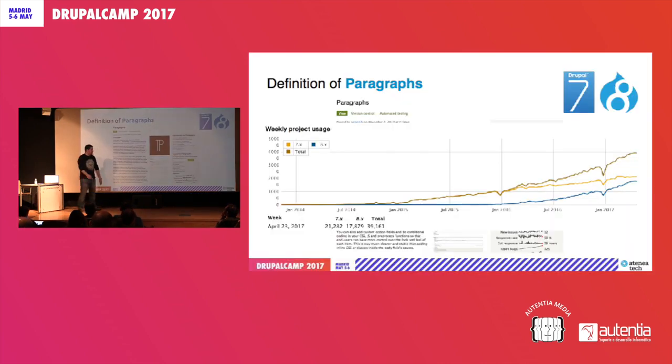Definition of Paragraph. What is Paragraph? Paragraph is a module for Drupal, and it exists in Drupal 7. We started to use it at the end of Drupal 7. And in Drupal 8, of course, we use it on every project that we do in Drupal 8, for more than a year.